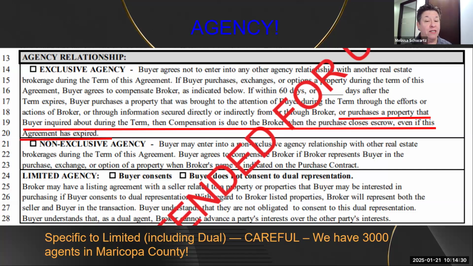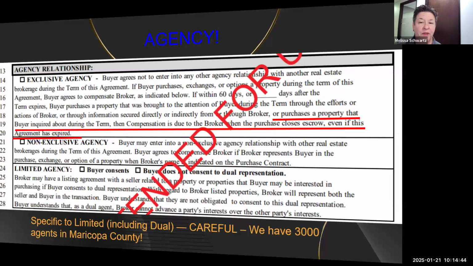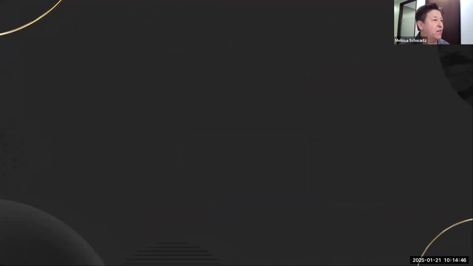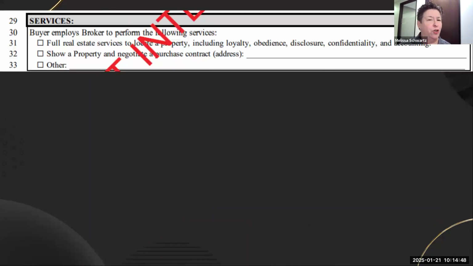Make sure you're filling this out. If somebody says to the buyer, hey, I do not want you to have limited agency, cross out showing any Realty One Group property, right? Does that make sense? So please be aware of that. Now, obviously, as a buyer's agent, you would only be doing dual if you were actually the listing agent. So that's a little different.